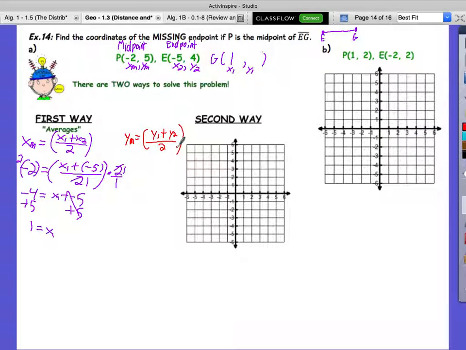Boom. So let's write this y sub m. When you're done, raise your hand so we can check.